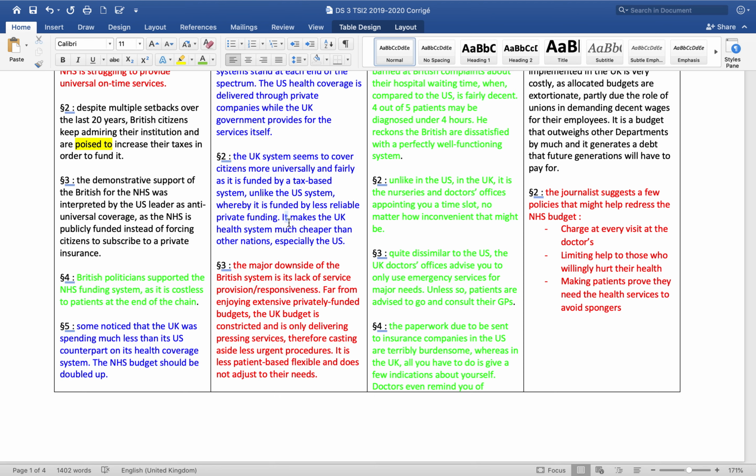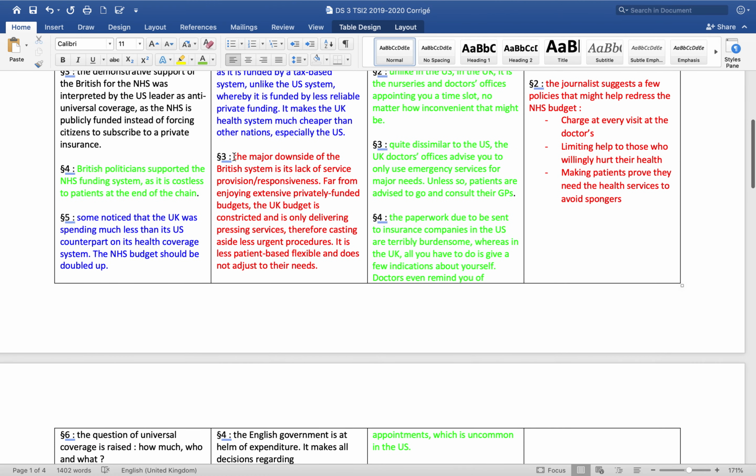It makes the UK health system much cheaper than other nations, especially the US. Actually, imagine that private companies can decide on the cost and the prices of the insurance that they give you, but the state is regulating how much you can ask people. They don't want people to pay through the roof or to pay too much money for their social security. But if it's private companies, they can do whatever they want, right? So at the end of the day, the UK system is cheaper than in the US, for example.